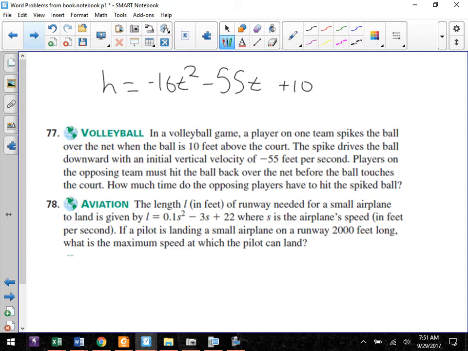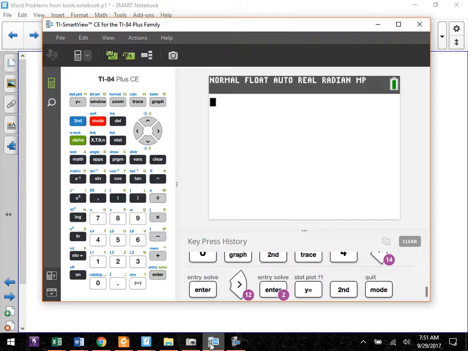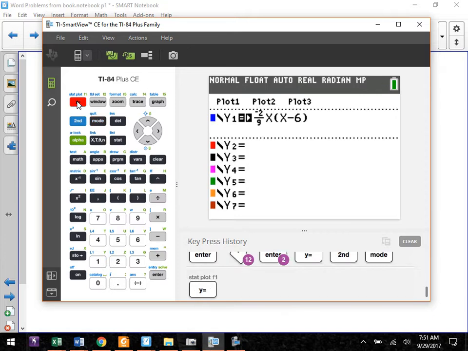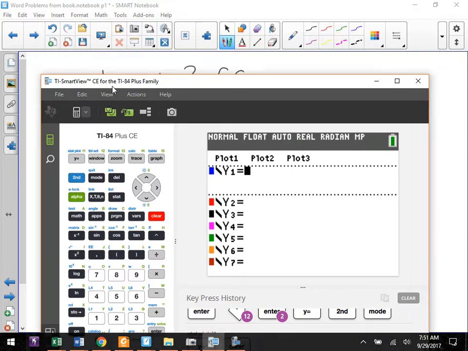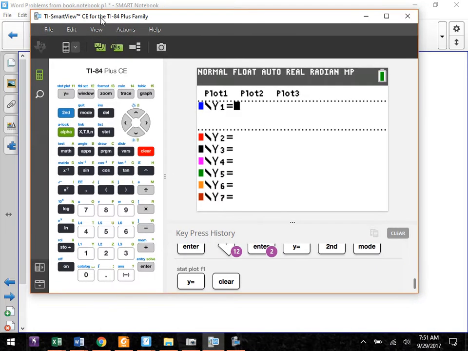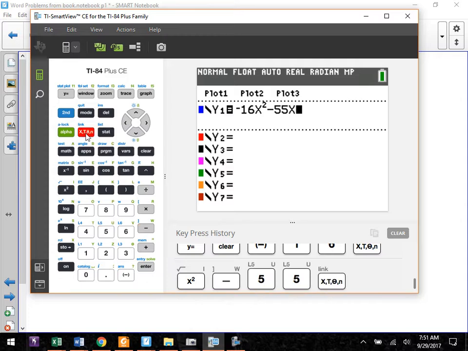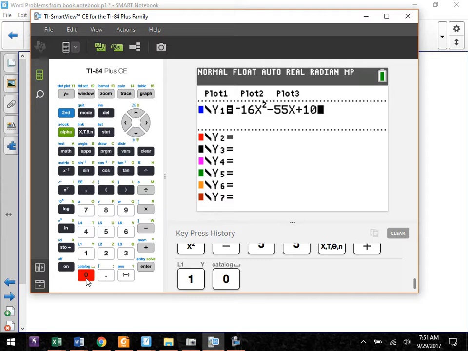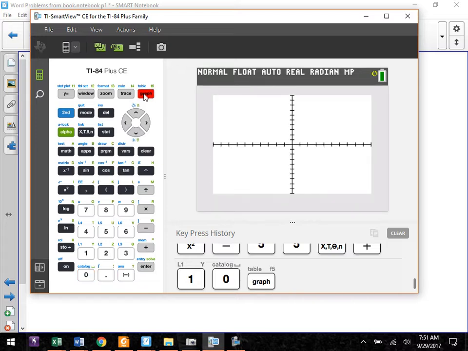All right, so here's what we do. You go to your calculator, y equals. Negative 16. And you put the function in. Once you put the function in, we'll look at it graphically. Don't have much time there, don't you think?